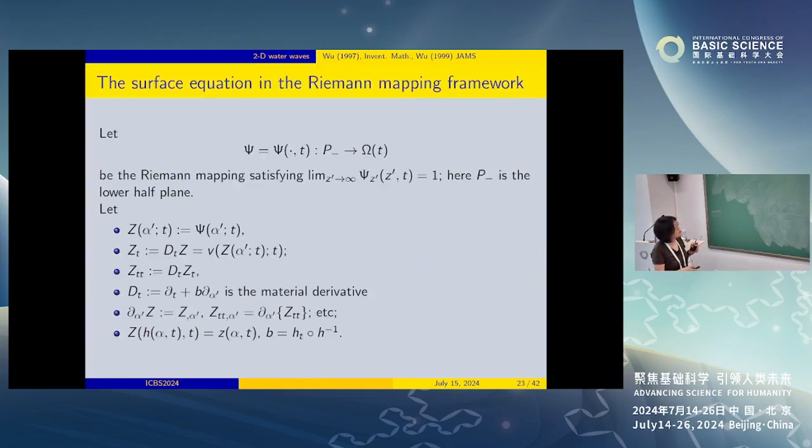So we will use the Riemann mapping just to flatten out the whole thing, okay? The Riemann mapping is a mapping taking the lower half plane to the fluid domain, okay? Of course, we know that it also takes the interface to the interface, right?